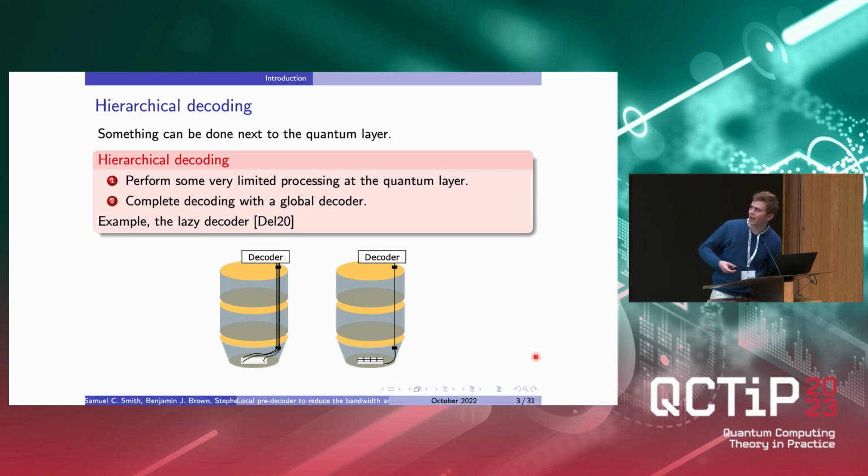This cartoon picture reflects this idea. On the left, we have to pull all the syndrome data out of the fridge and send it to some complicated room temperature decoder, and on the right, we hope that we have some really simple local decoder that tries to do something at low temperatures, and this reduces the complexity of the problem that you have to send out of the fridge.